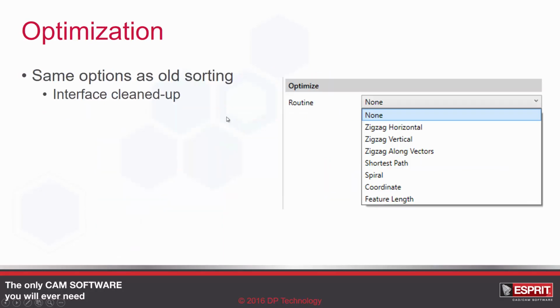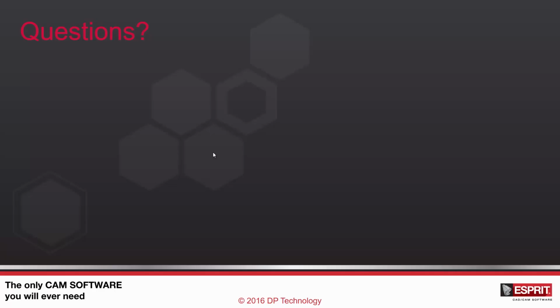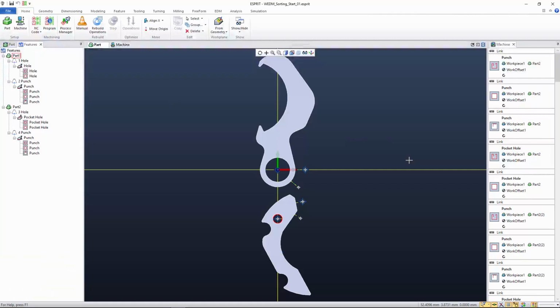The optimization, basically you have the same options as your legacy or your old sorting, but we did clean up the interface. Now let me go ahead and switch to ESPRIT, and we'll see the wire EDM advanced sorting in work. So first we have all of our operations already programmed.